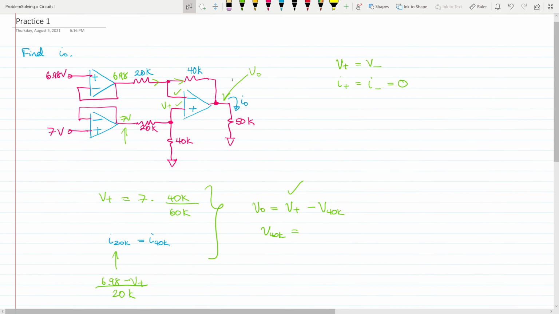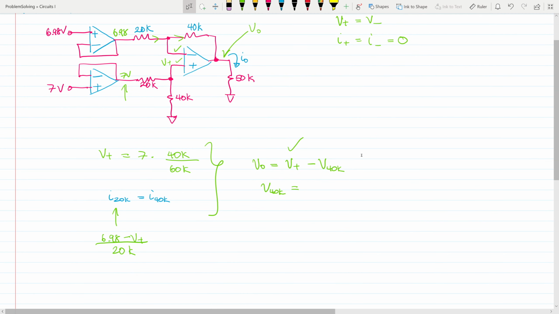V40K, well, we can parameterize that. V40K, using Ohm's law, is just the 40K, so IR. So in this case, I'm doing R times I, so the resistance is 40K. And we know what the current is through the 40K resistor. I40K, it's right here. It's equal to I20K, which is this green expression here. So now we know what V40K is, and we know what V positive is, therefore we know what V0 is.